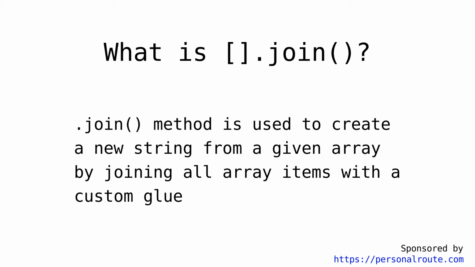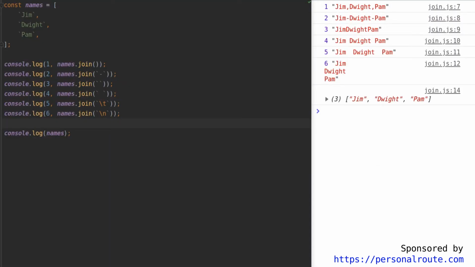JavaScript join method is used to create a new string from a given array by joining all array items with a custom glue. I have created a simple example to demonstrate the most common use cases of join method. You can call join method without providing any arguments, and it will use commas to join all array items.